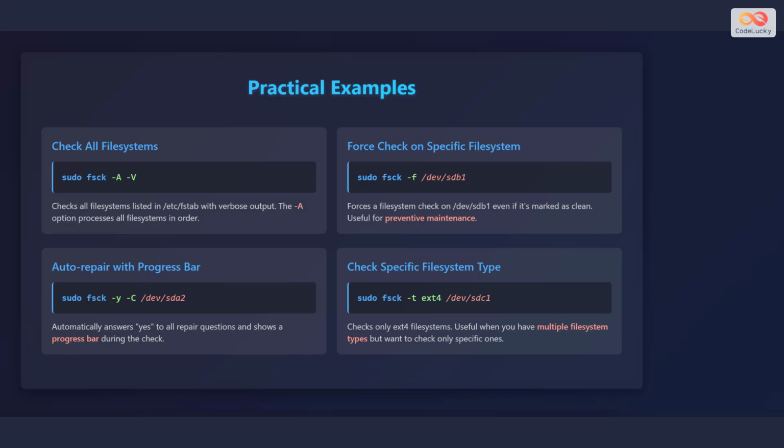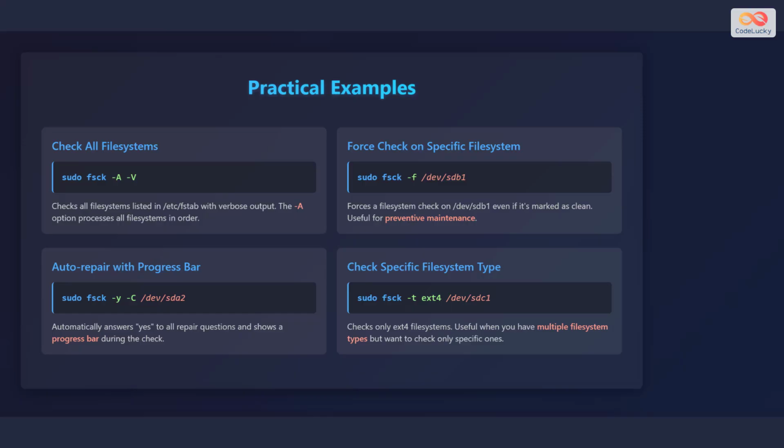To force a check on a specific file system, use the command sudo fsck -f /dev/sdb1. This forces a file system check on /dev/sdb1, even if it is marked as clean, which is useful for preventative maintenance. To auto-repair with a progress bar, use the command sudo fsck -y -C /dev/sda2. This automatically answers yes to all repair questions and shows a progress bar during the check.